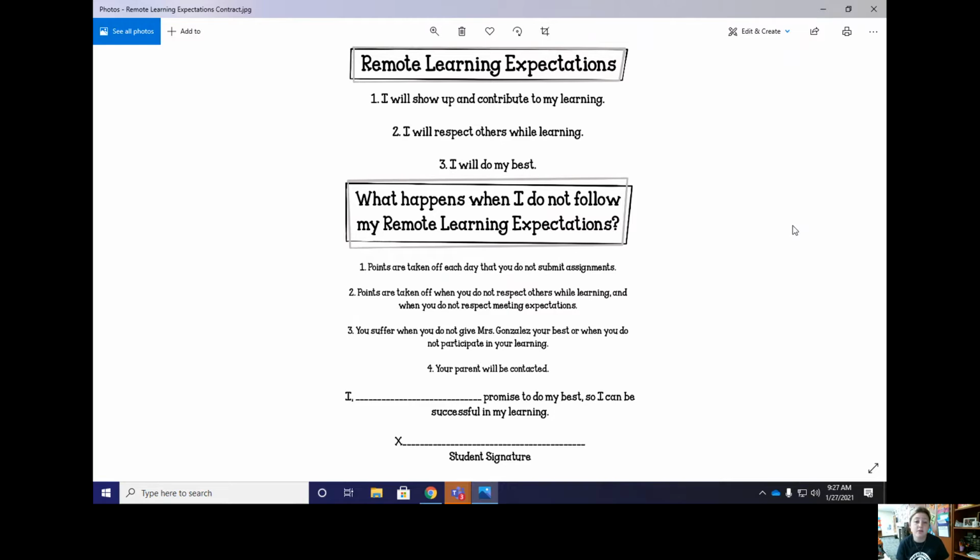So also, your parents are going to be contacted. These conduct slips that I fill out each week are going to be sent to your parents every Friday, and your parent is going to see what you're making in each of your classes. They're going to see if you're getting onto meetings.